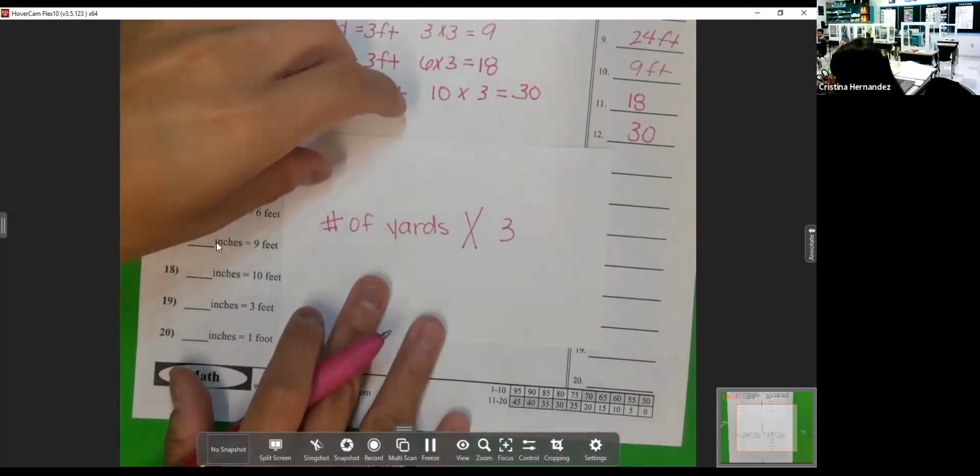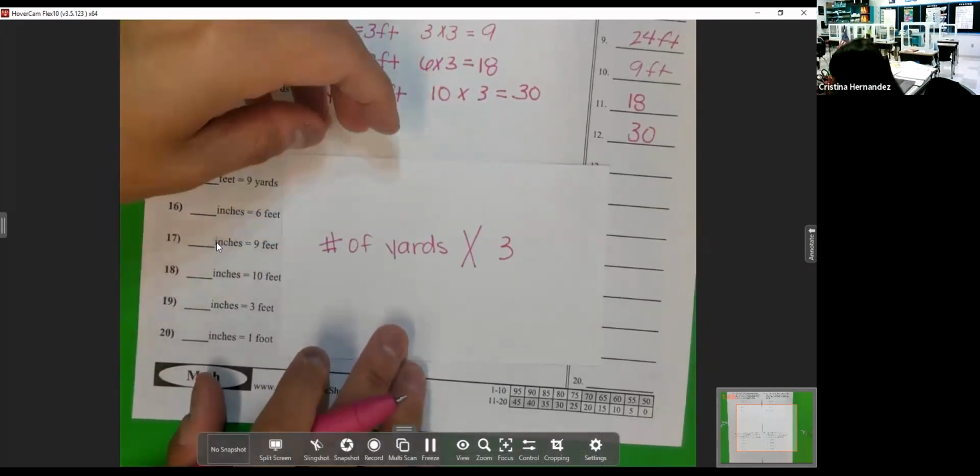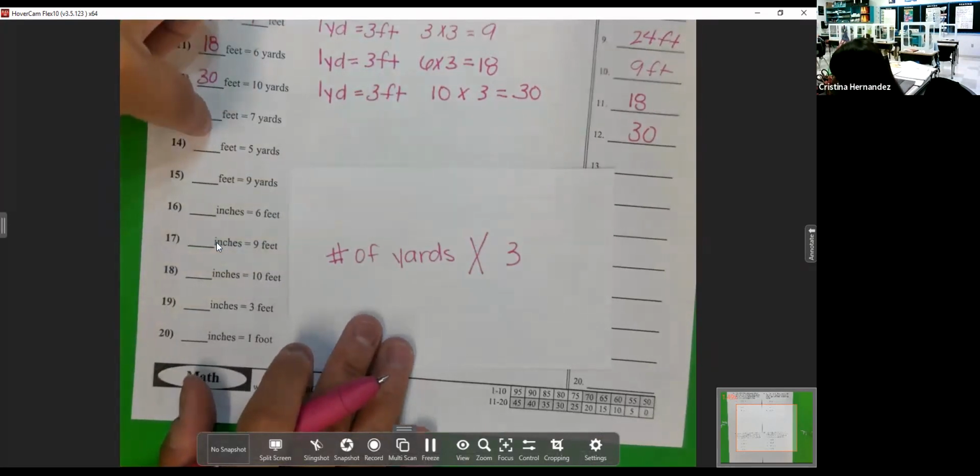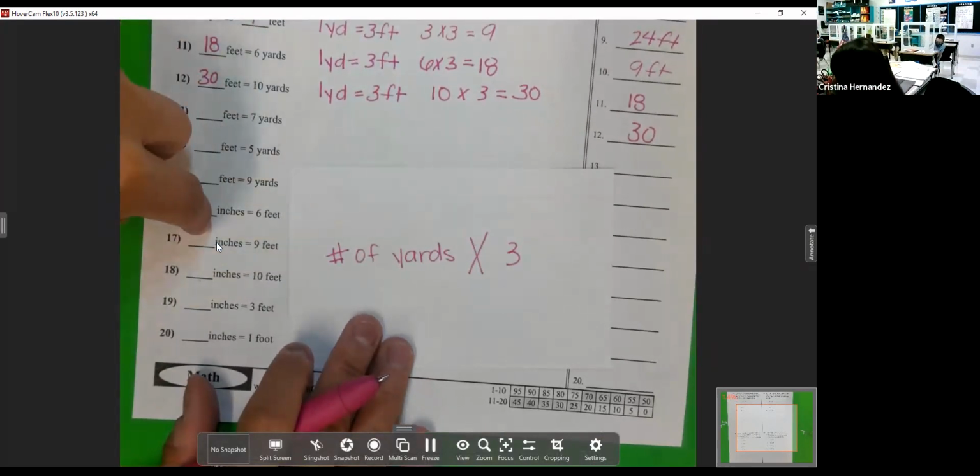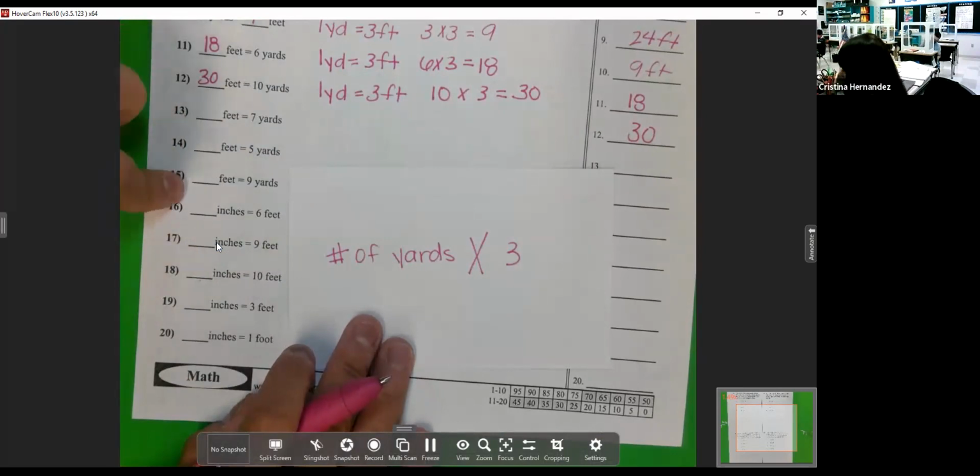So, hold on, Jacob. Go ahead. You can keep going if you've got it. You can do 13, 14, and 15, Jacob, and then stop at 16, okay? It's going back to feet.